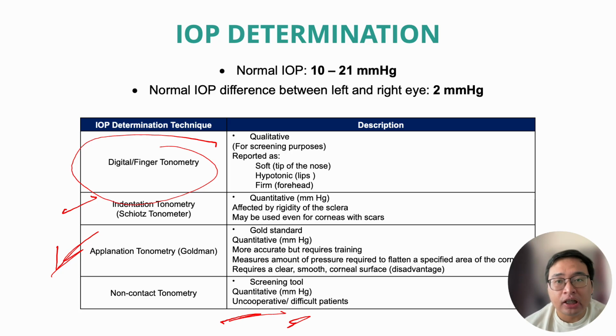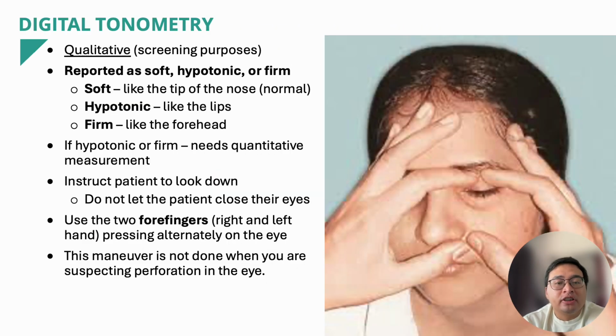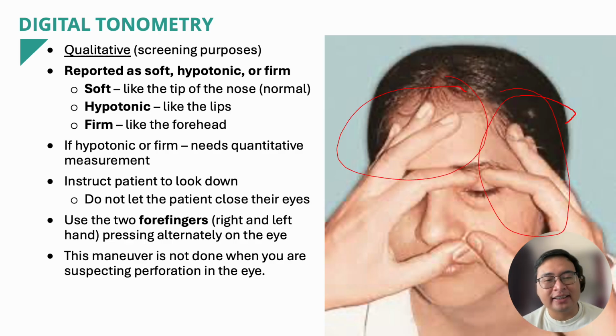So how do we do digital tonometry? Let's look here in the next figure. So of course, you need to brace yourself on the patient's face, just so you don't apply too much pressure on the eyes. So you just do this. Just press gently. You just use your two fingers pressing alternately on the eye. But of course, you should not do this maneuver if you suspect perforation, that the eye has been punctured.